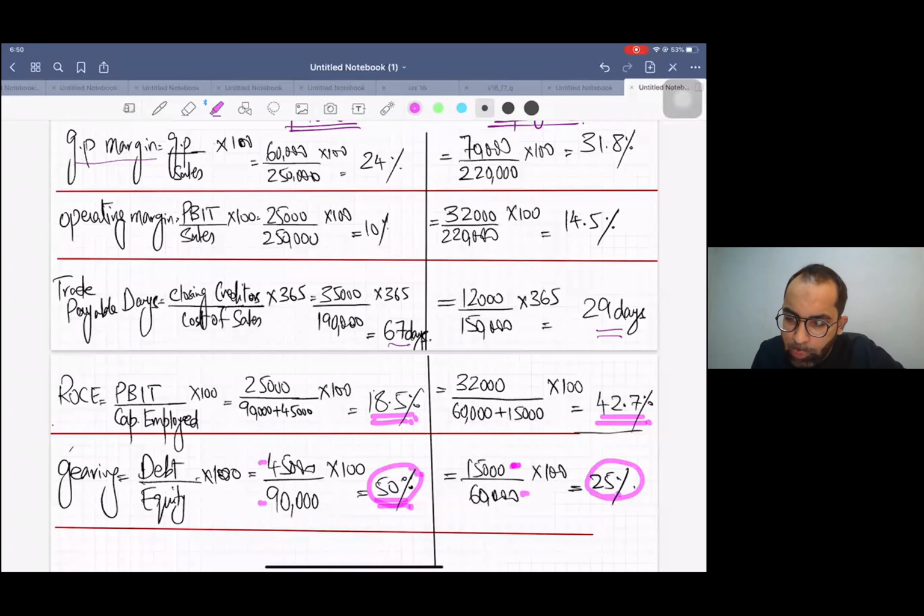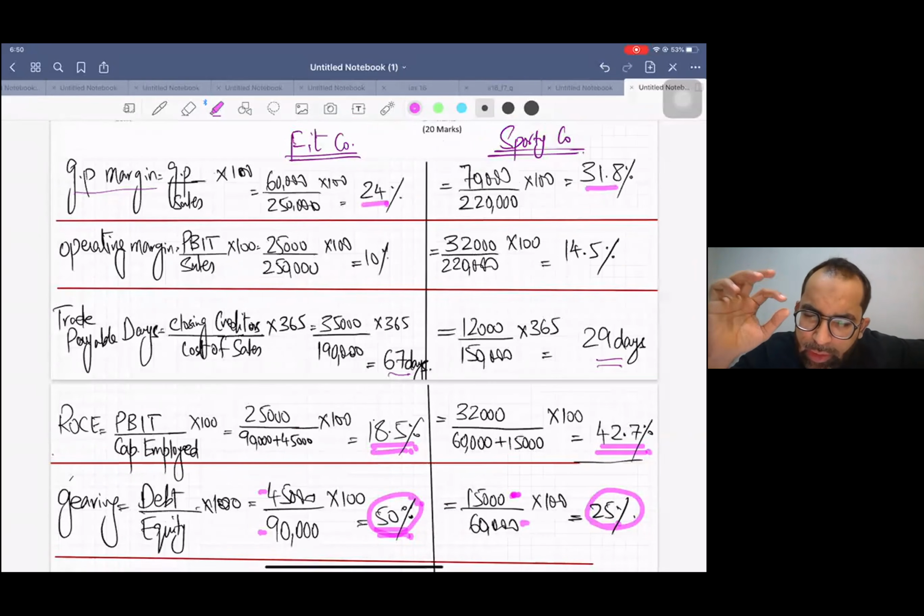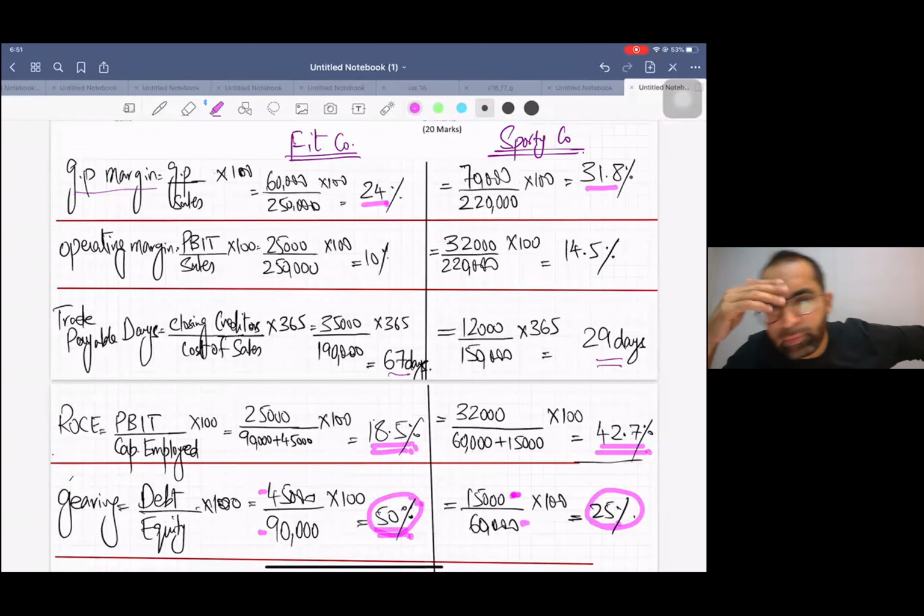Your GP margin for Sporty company is 31 and for Fit company is 24. Now use your brain. Higher GP margin means just two things: maybe higher selling prices, or lower cost. Sporty company's selling prices may be higher, or its cost is lower. You can write that they may not be facing any competition, that's why Sporty company may charge high prices.